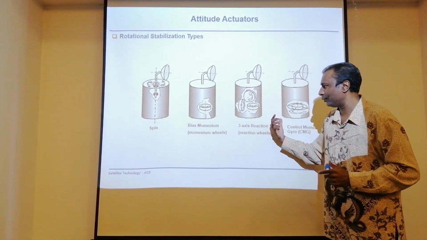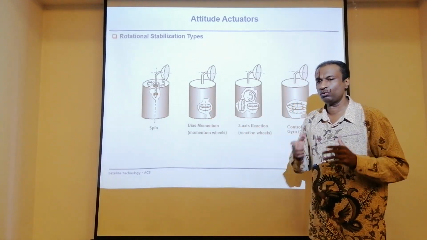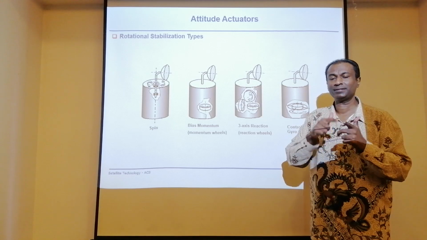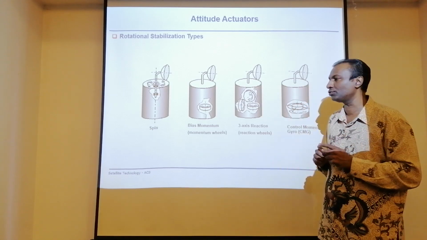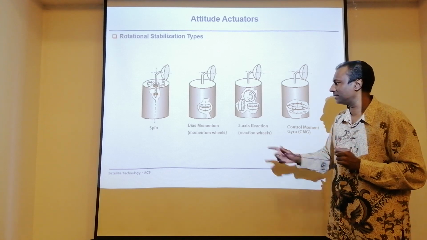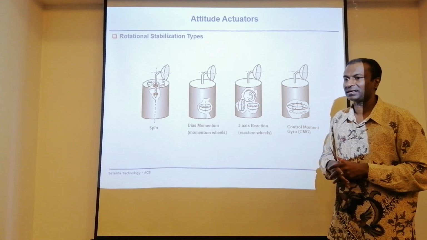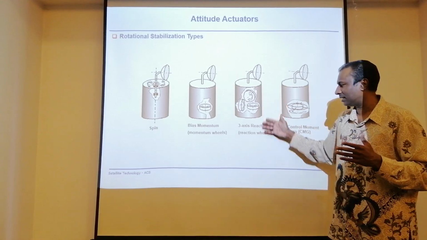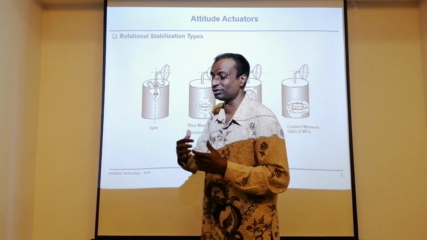Then we embark this maybe in one axis. Assume that you want the stabilization in all the three axes. You can imagine that I should have three different wheels in all those X, Y, Z axes. This is what is shown here. This is a three-axis stabilized satellite. We call it a reaction wheel, where we embark into all those three axes.